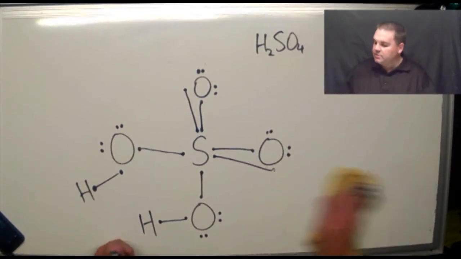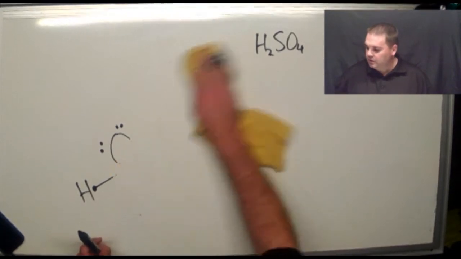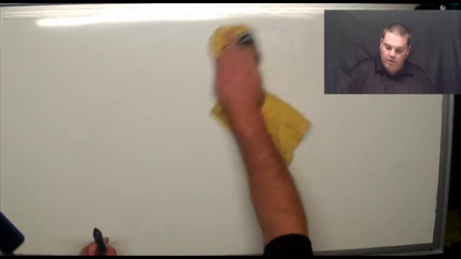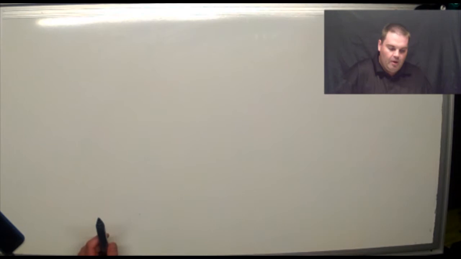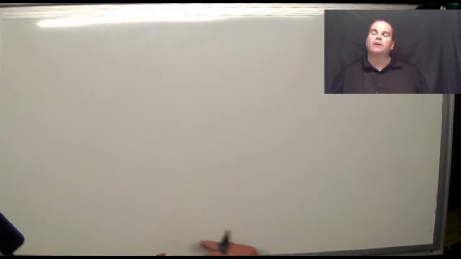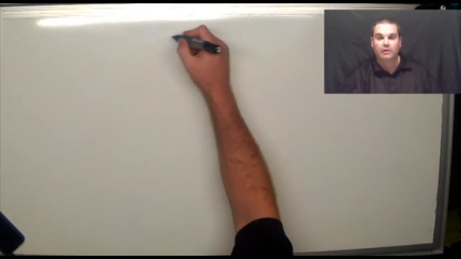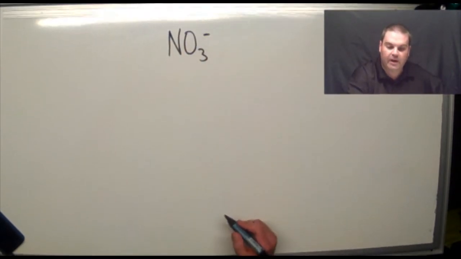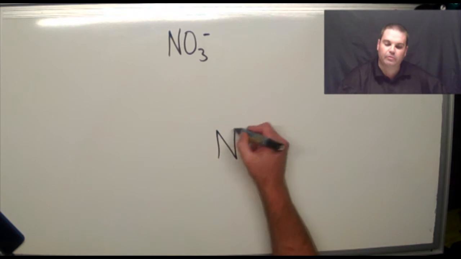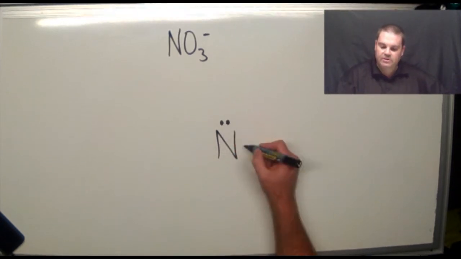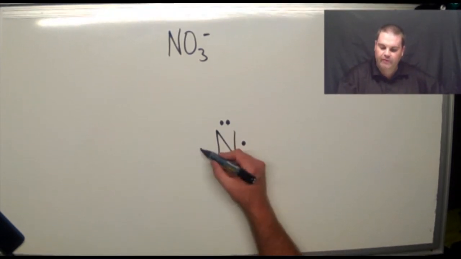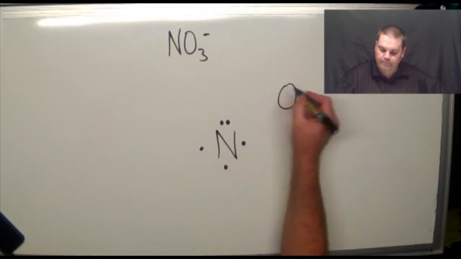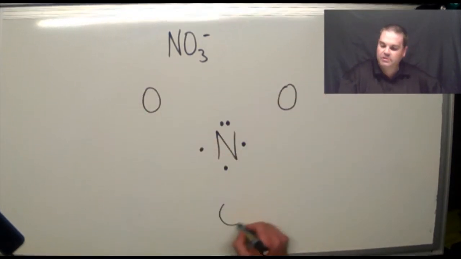I'm going to show you one more, because this is now introducing something called a coordinate covalent bond. This is the final special type you can have. So I'm actually going to show you the nitrate ion, NO3-. So our nitrogen is in the middle. That has 5 valence electrons, like that. We've got 3 oxygens, so we evenly spread them around, like that. Each of them's got 6.